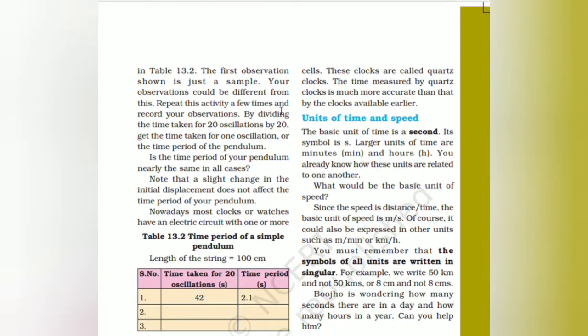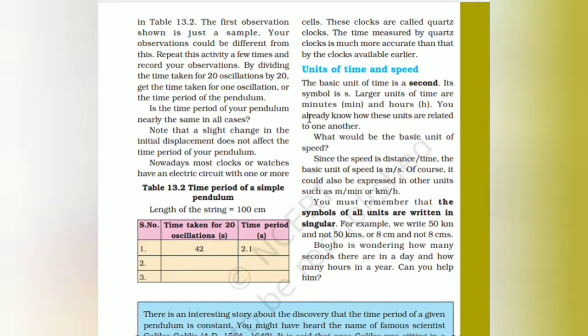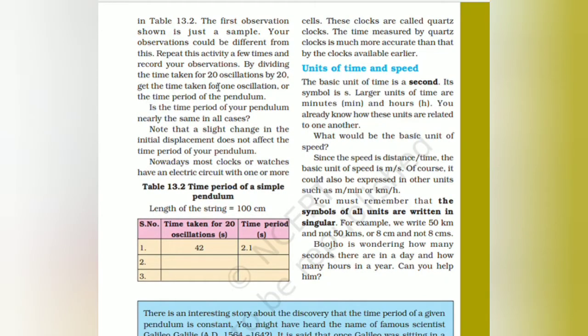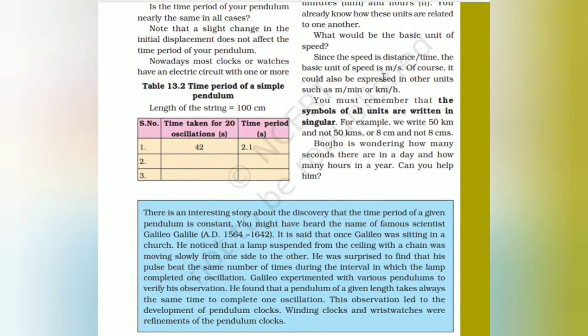We have to repeat the activity a few times and record our observations. By dividing the time taken for 20 oscillations by 20, we get the time taken for one oscillation. The time taken for one oscillation is the time period of the pendulum. Is the time period of your pendulum nearly the same in all cases? You have to note it.